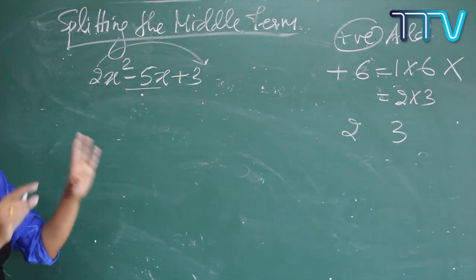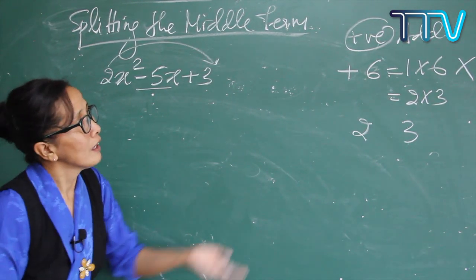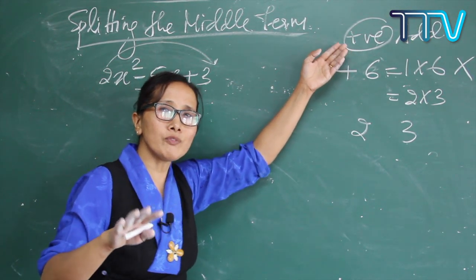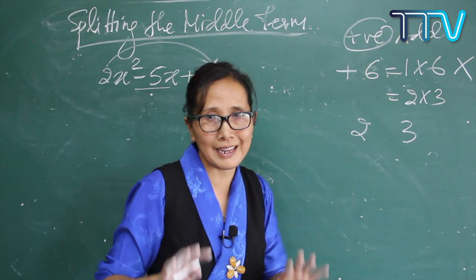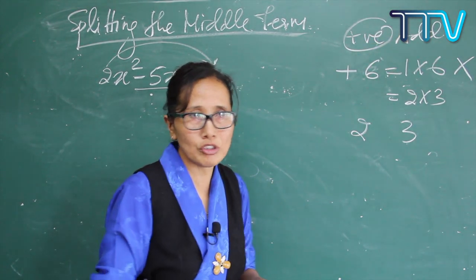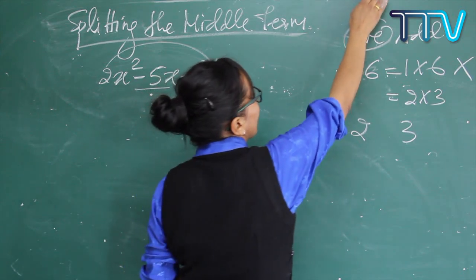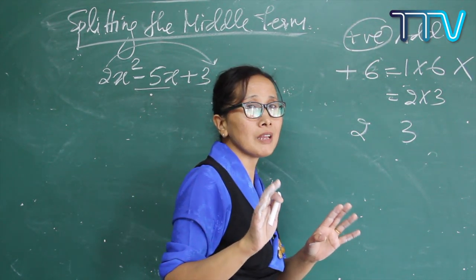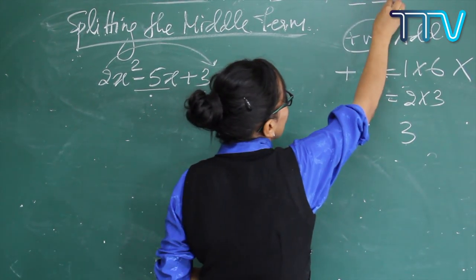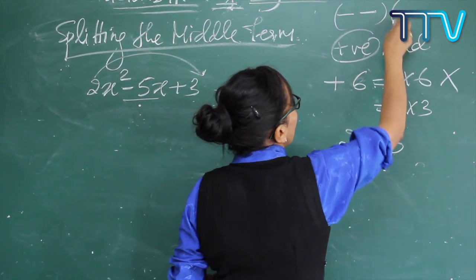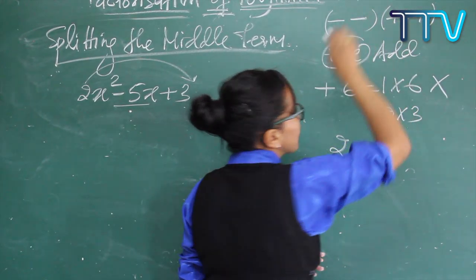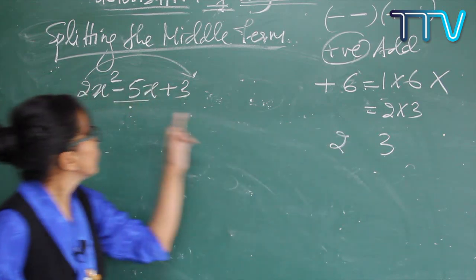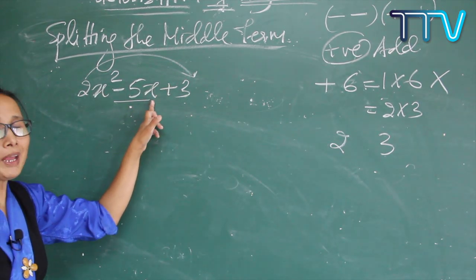Understood? So now next you have to look at the sign. If you are adding, it means you always have 2 same signs. When you have 2 same signs, then you are always adding. You have already done this in integers. If your operation is addition, both numbers have the same sign, either negative negative or positive positive. Understood? So in the case of this one, this is here 2 and x. So your middle term has the variable x.